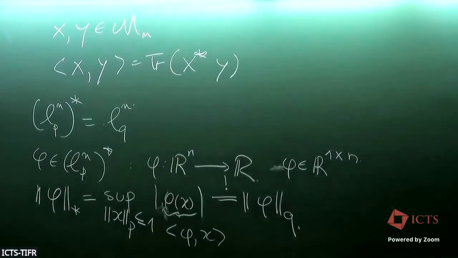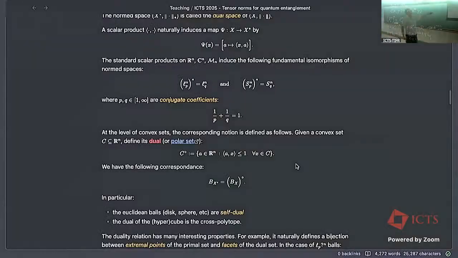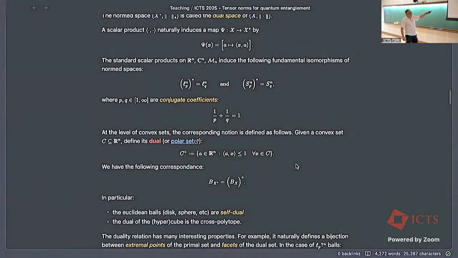Well, this is the definition of Q, if you want. For P fixed, the dual norm of ln P is again an ln space, and the value of Q is given by this equation. Let me give you a more precise example.